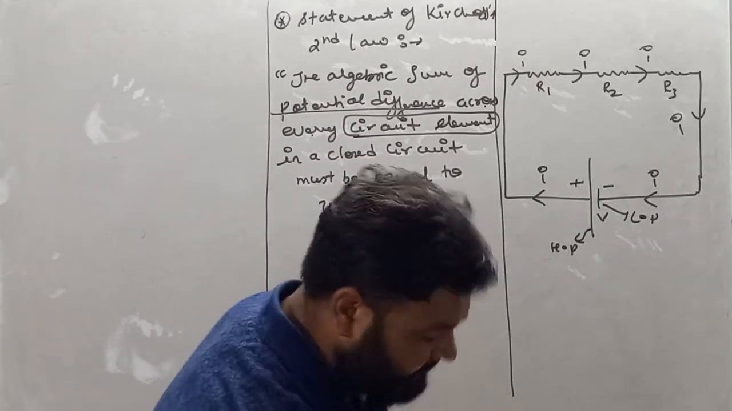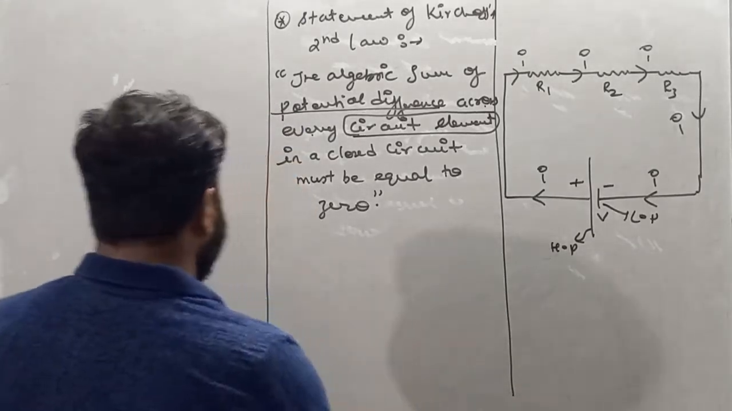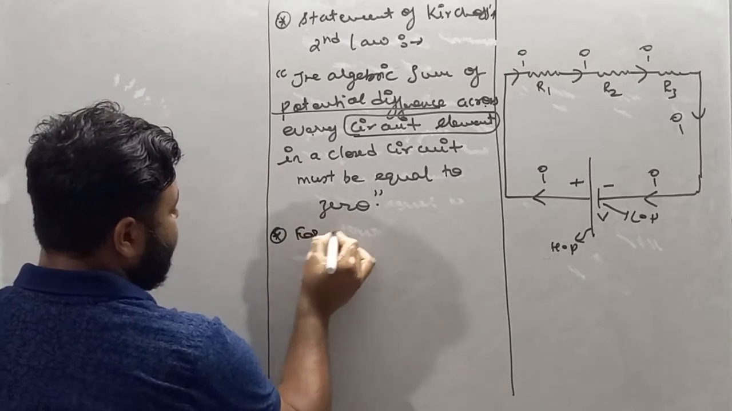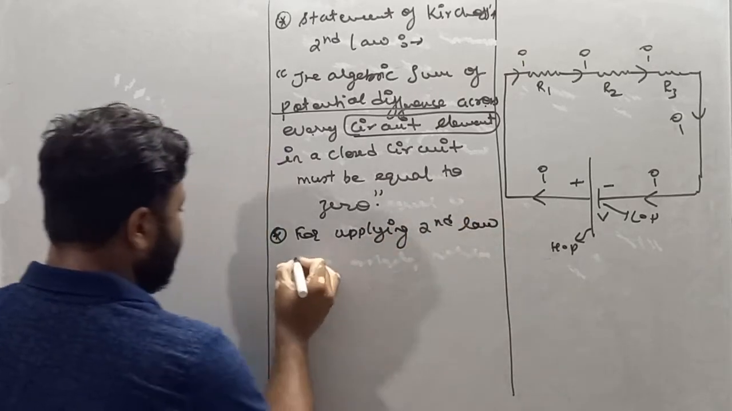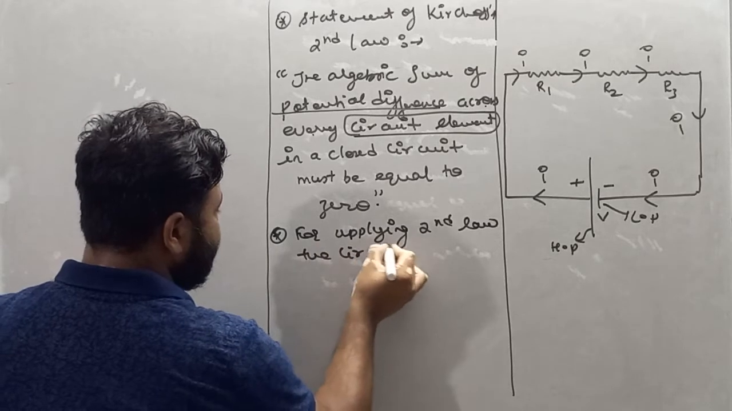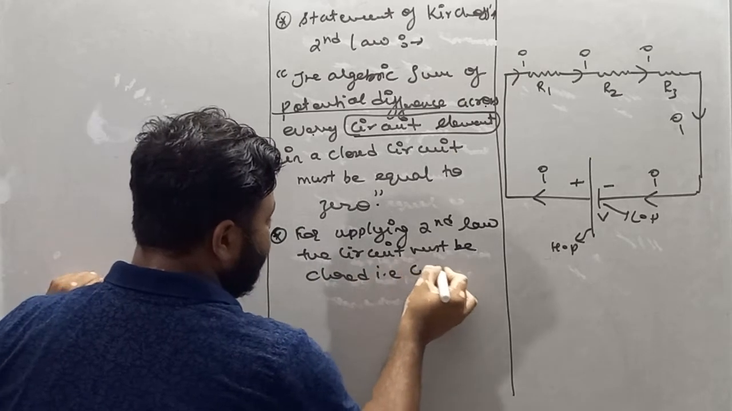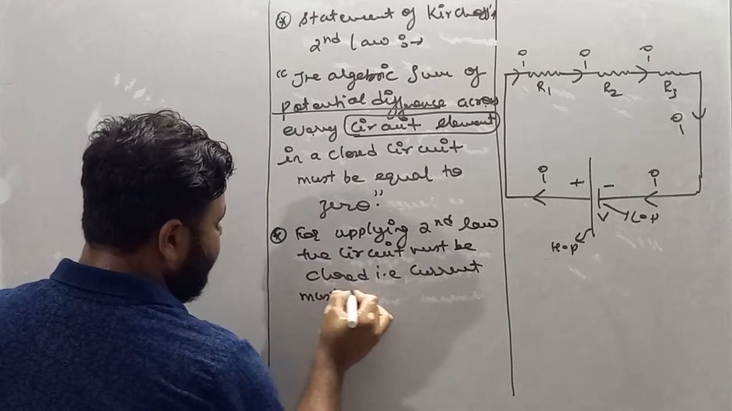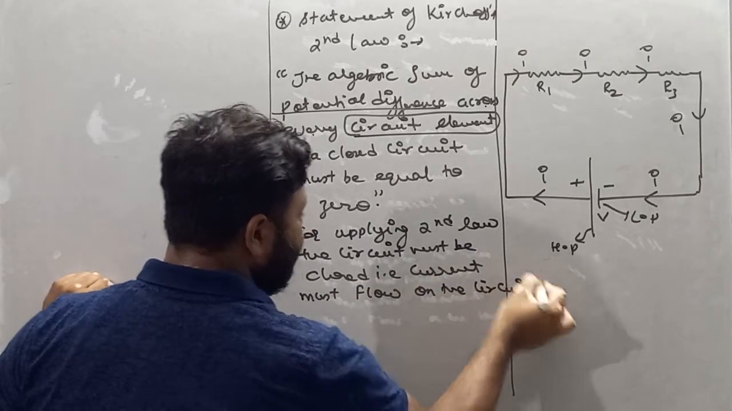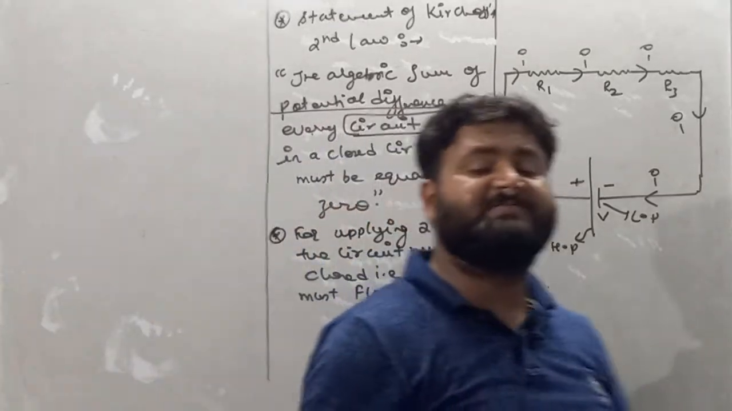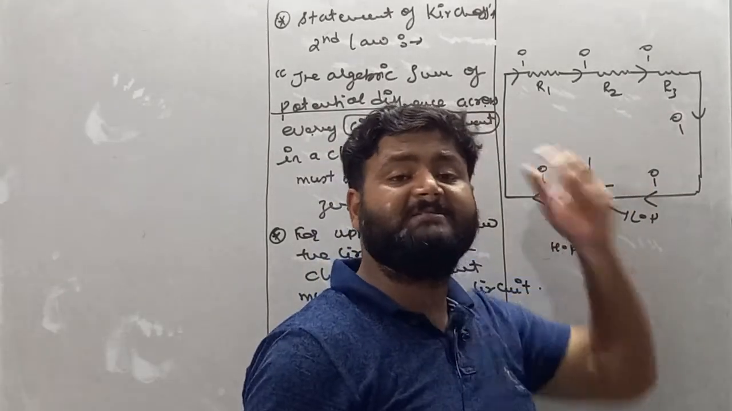Now let's discuss how to apply the second law. For applying the second law, the circuit must be closed, that is, current must flow in the circuit. It is very important, my dear student. You cannot apply Kirchhoff's second law if the circuit is open. If current is not flowing in the circuit, then Kirchhoff's second law is not applicable.